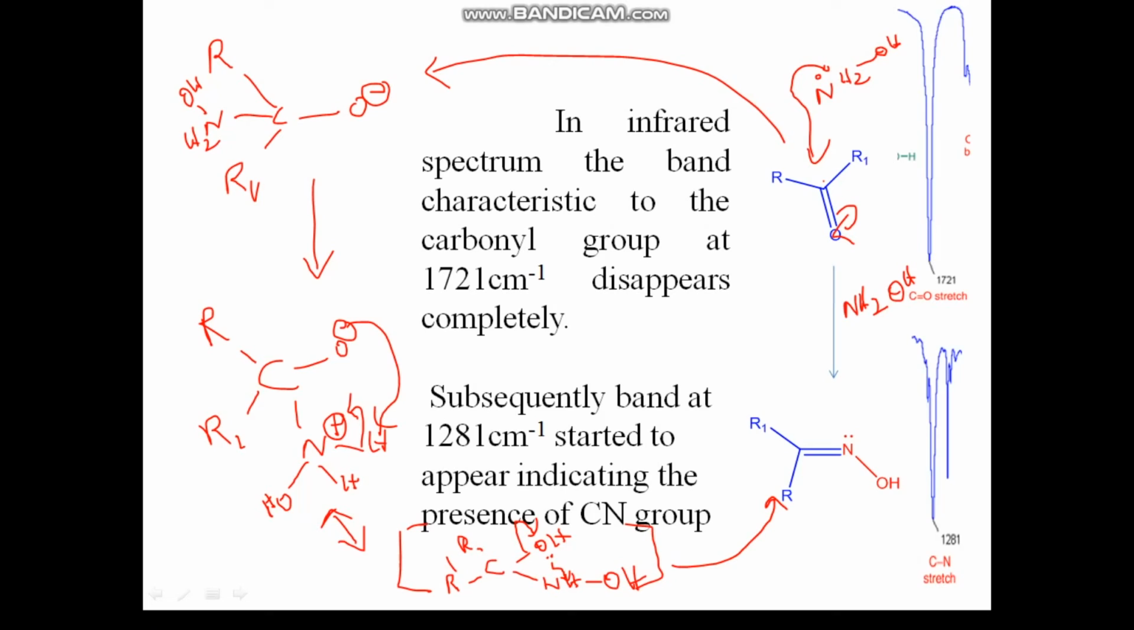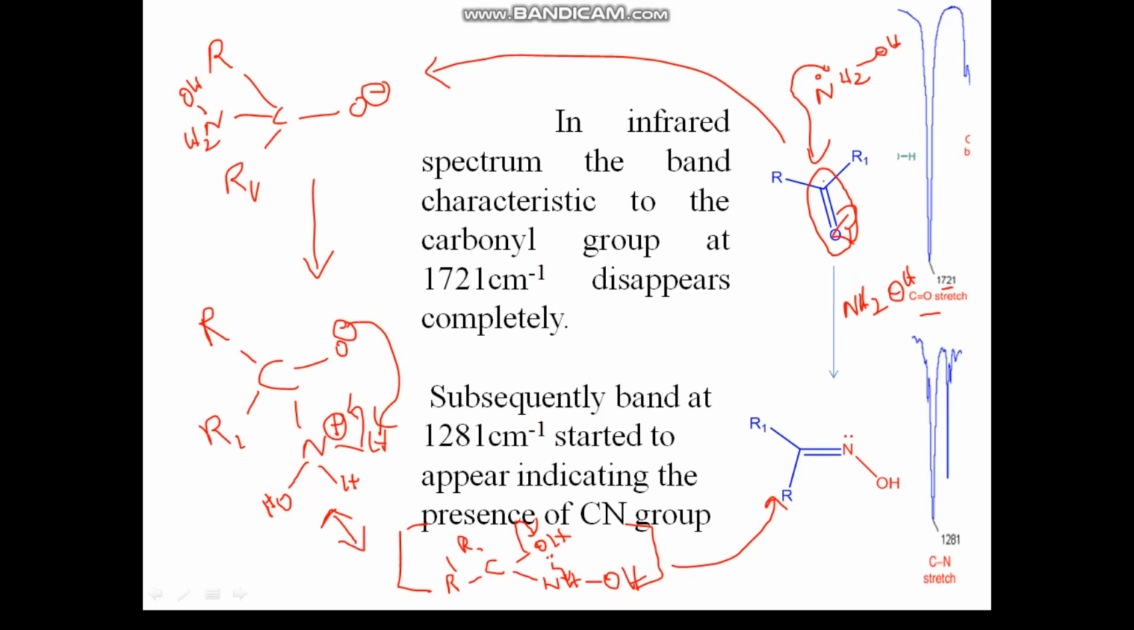So this is the key intermediate. It is very difficult to isolate. Therefore, how do we prove this is the mechanistic pathway by which the product is obtained? For instance, first we look into this carbonyl group. It has an IR stretching. In IR spectroscopy, it has a stretching frequency around 1721 centimeter inverse.